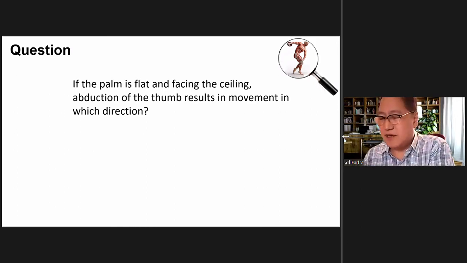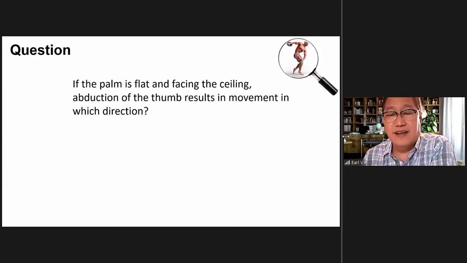Sige, sino pa? Mag-answer. Yun na. May nagsabi superior, may lateral. Lateral, Doc. Lateral. Sige. Saan kaya lateral? Saan papuntang lateral?